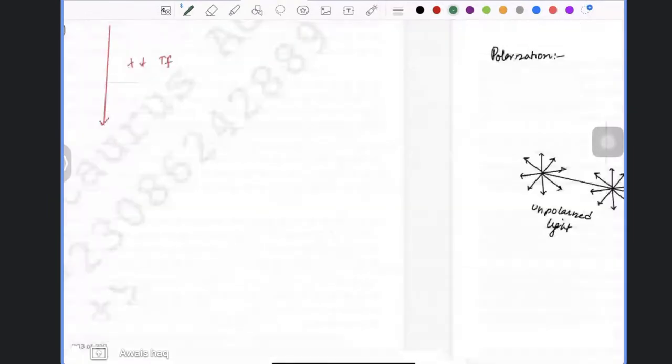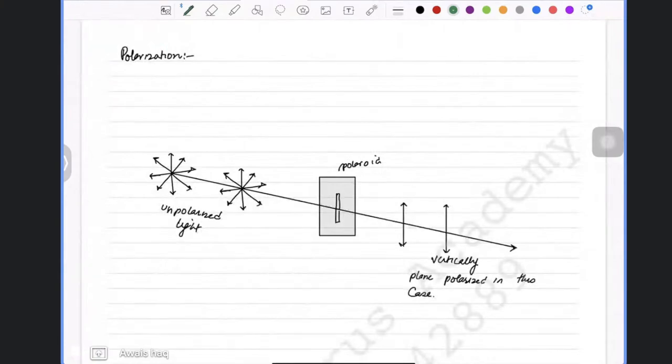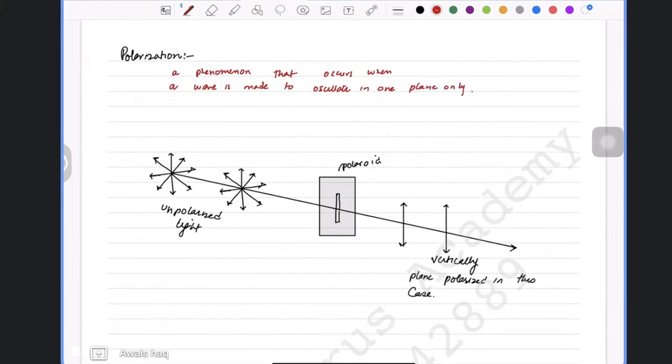So then the last topic in this chapter is polarization, and it is a newly added topic. It's pretty easy in my opinion. Just have a look. Polarization is basically a phenomenon that occurs when a wave is made to oscillate in one plane only. Plane means like X plane, Y plane, Z plane, whatever.